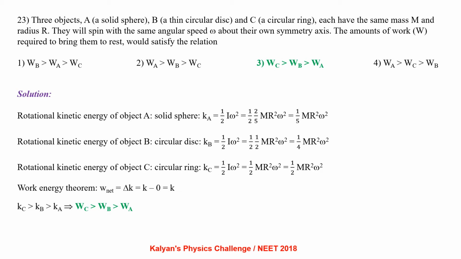Applying the work energy theorem, W net equals delta K. Since the objects have to stop, the final kinetic energy is 0. So the work done equals the change in kinetic energy, that is equal to K. As you can see from the expressions for kinetic energies, Kc is greater than Kb is greater than Ka. So work done on C is greater than work done on B, which is greater than work done on A.